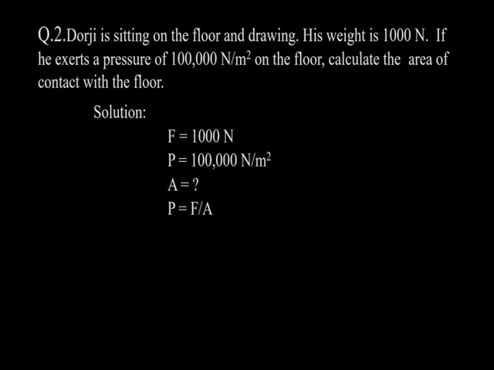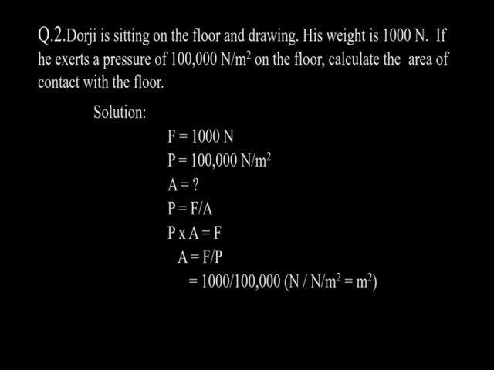Let us bring the formula, P equals F over A. We already know this, P is the subject of the formula, and since we are asked to find A, now we need to make A the subject of the formula. So, P times A equals F, and A equals F divided by P. Are you with me? Okay, good. Now, we just substitute it.